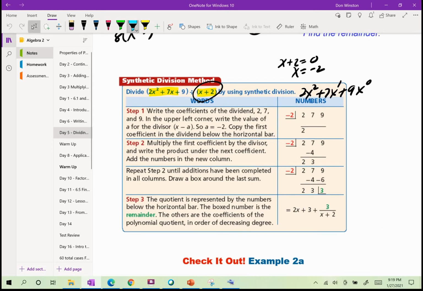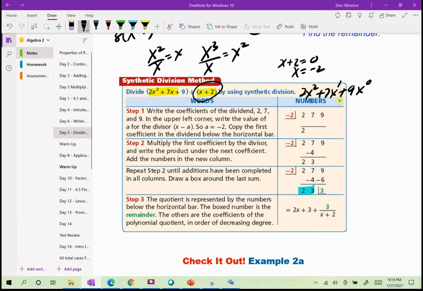Now, how do we interpret this here, this 2 and the 3? Well, notice here, I started with 2x squared plus 7x plus 9, and I divide by x plus 2. So I have reduced the degree by 1. So, for example, if I had x to the third and I divided it by x, I'd get x squared. I reduced the degree by 1. If I had x squared divided by x, I'd get x. I reduced the degree by 1. So when we do synthetic division, we'll always reduce the degree by 1. Our final answer will be 1 degree less.